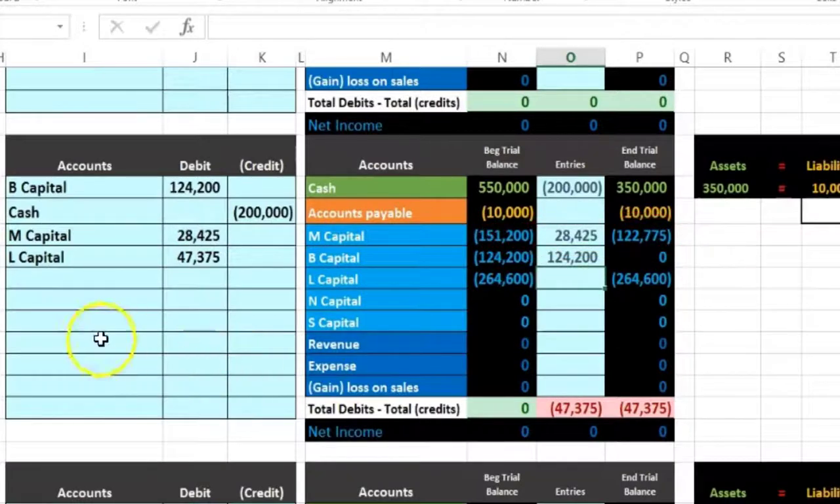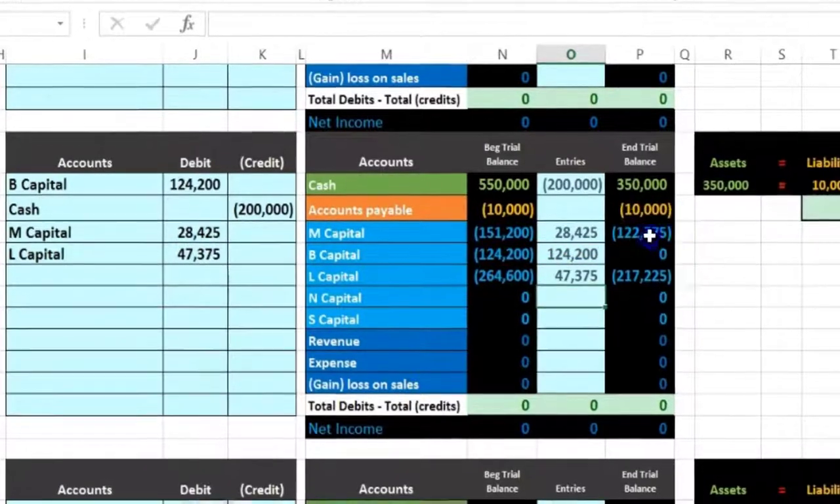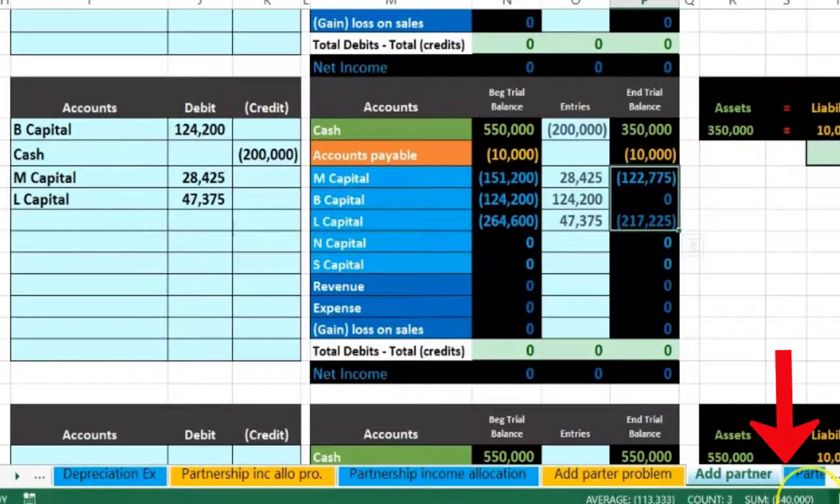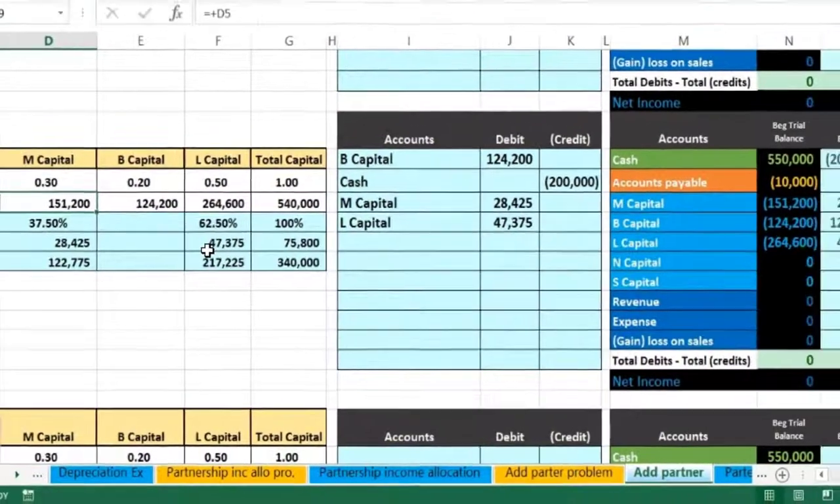That's going to bring M's capital account down to 122,775. Then we're going to post L's capital account here, and we're going to post that to 021 equals, and we're going to point to that 47,375. That's going to bring the capital account for L down to 217,225. The two capital accounts now add up to 340. So that looks like it's doing what we expected to do here.